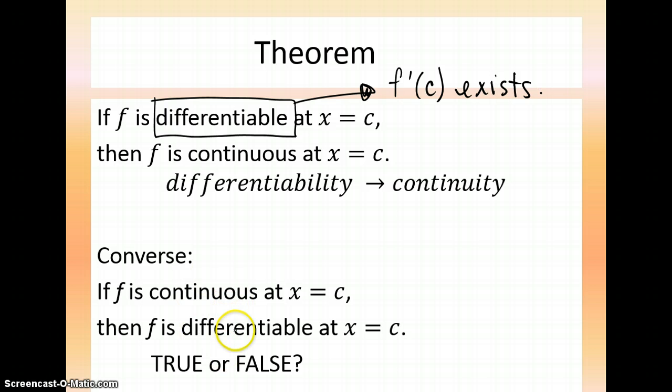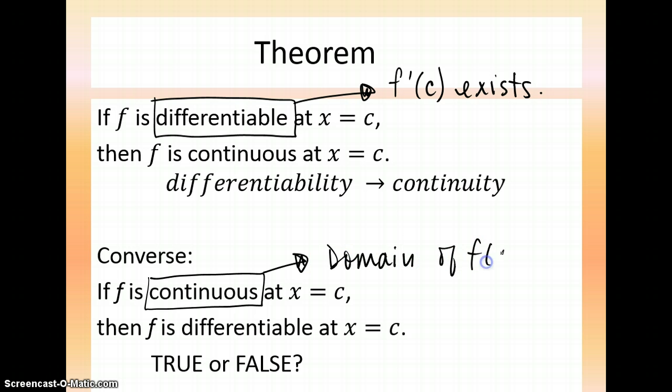So we're going to look at cases that discuss the converse, which says if a function is continuous at a given number, is the function differentiable at that value? So continuity, where did continuity come from? The domain of the function. Okay, so if a function is continuous, does it mean that f prime of c exists? That's what we're going to look at with the next examples.